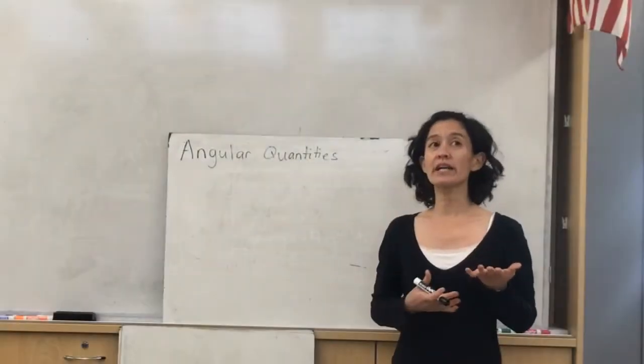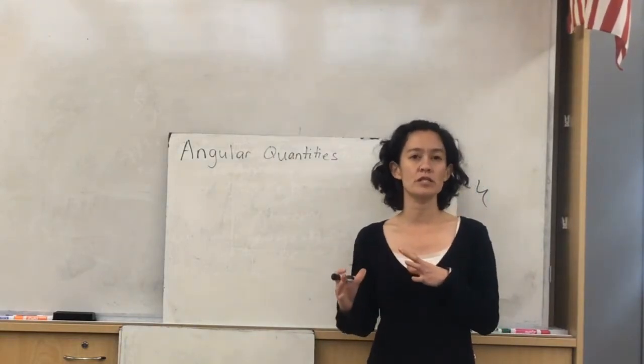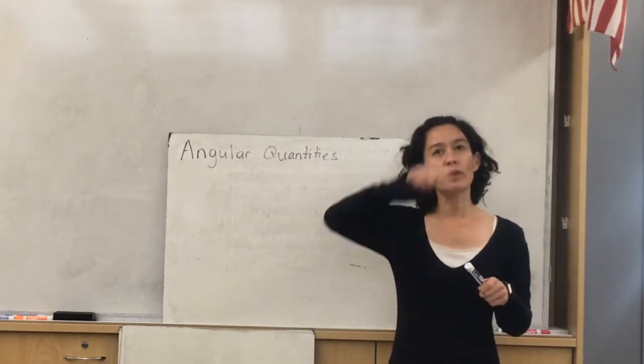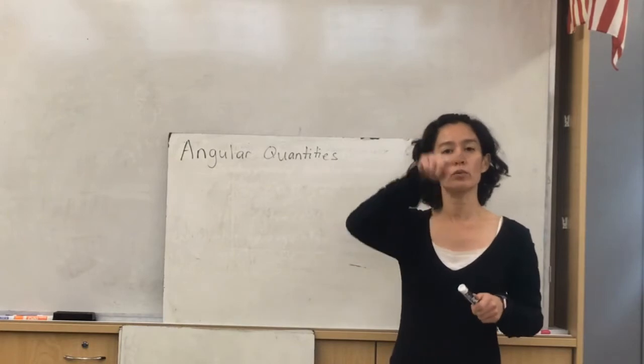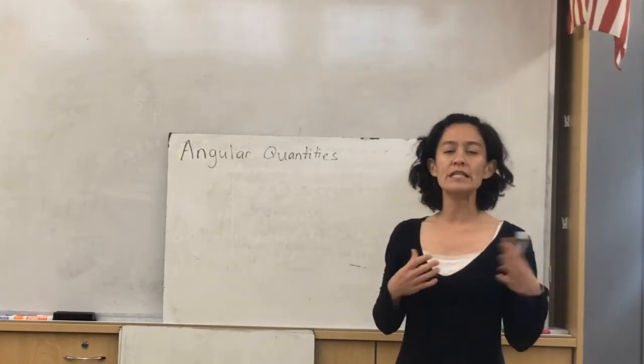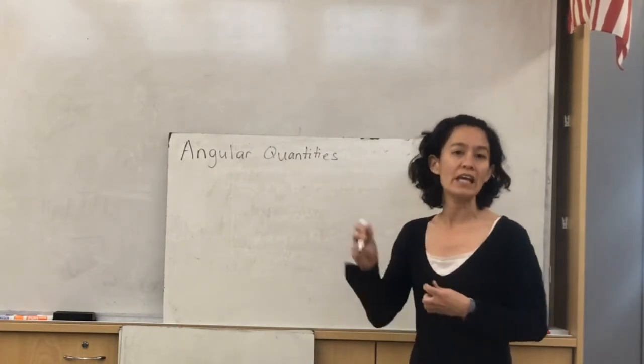Okay, so now we're going to look at this idea of shifting our perspective from a linear system to an angular system. When an object is moving around in a circle consistently, like rotating in a circle, it's changing both its x and its y position. So it's easier to look at the motion in terms of angular quantities, okay?